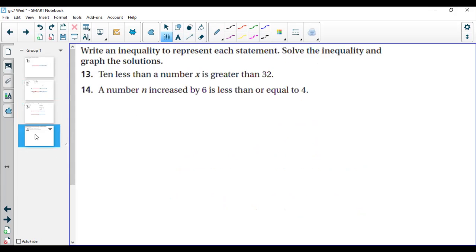Right, now away from all this, let's look at these questions. Write an inequality to represent each statement.